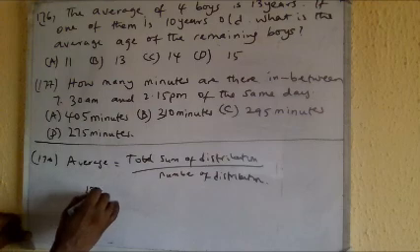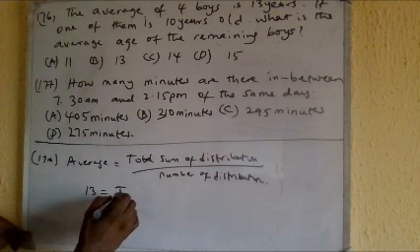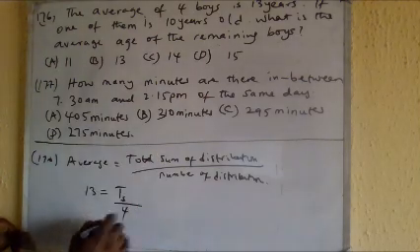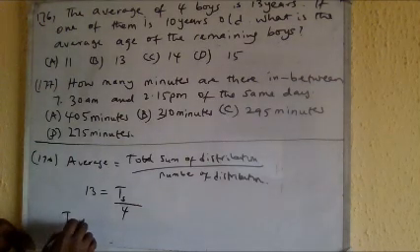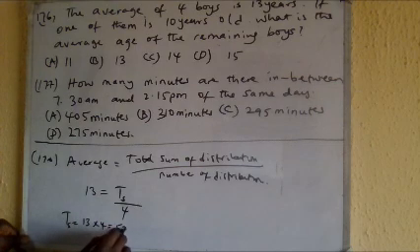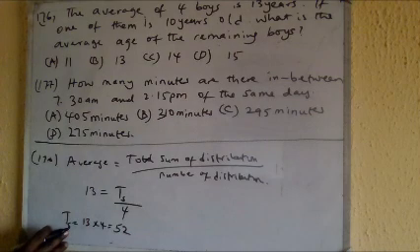Then I now have the total sum. Let me say TS, total sum, over the number of distribution. So there are 4 boys there. So the total sum for 4 boys is equal to 13 times 4, which will give me 52. So this is the total sum of the 4 boys.